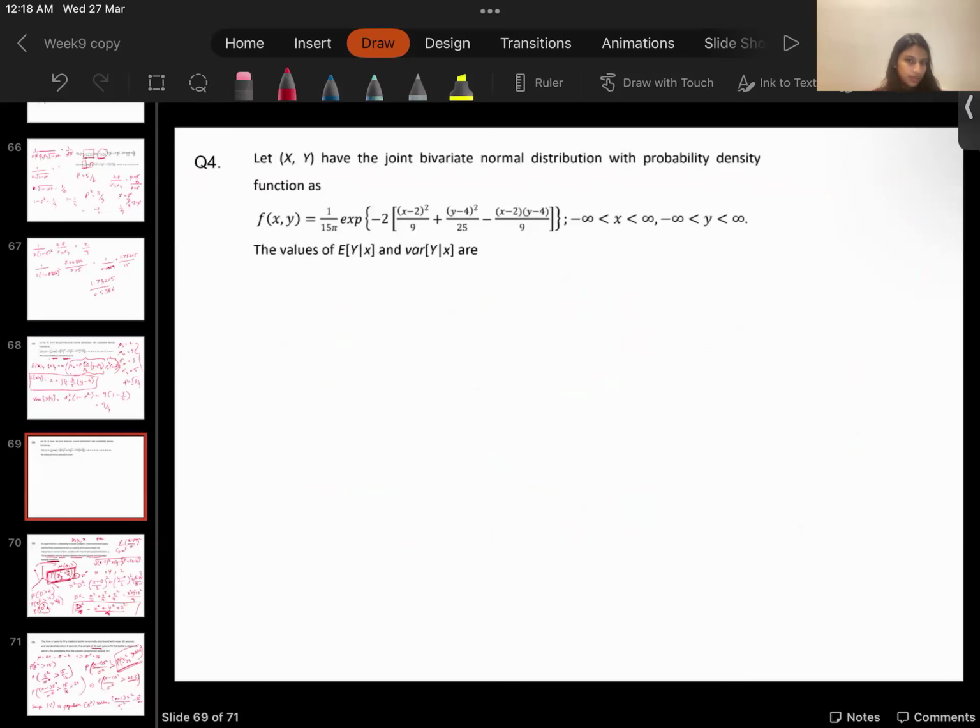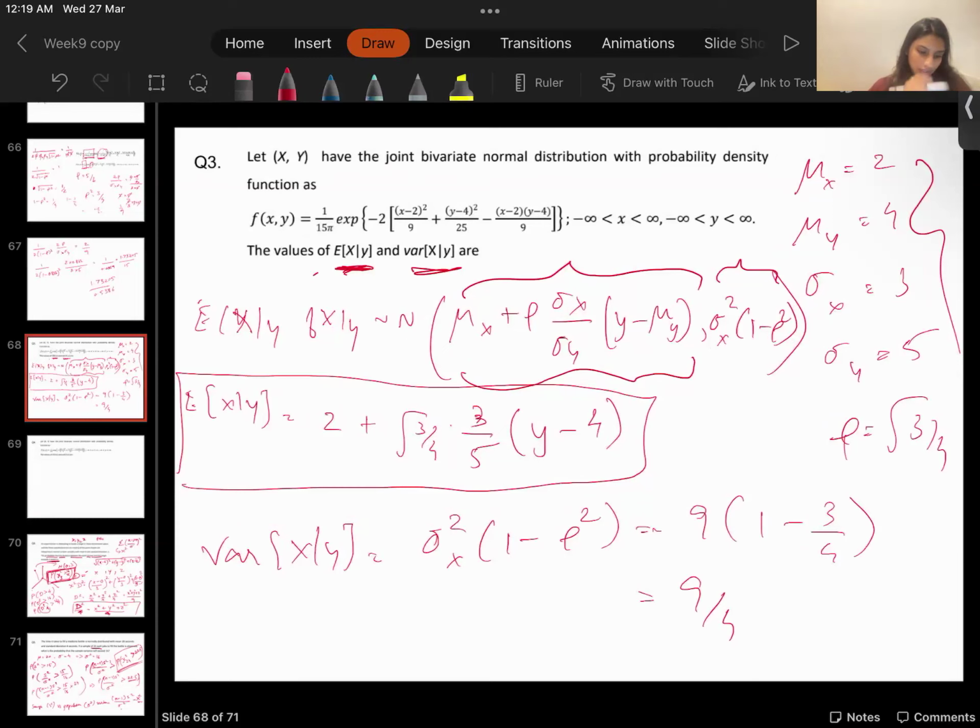Similarly, we go to the next question. It's the same thing, but instead of x given y, you have y given x. You just interchange it, so instead of mu x here, you'll have mu y and so on. Let us check it out.